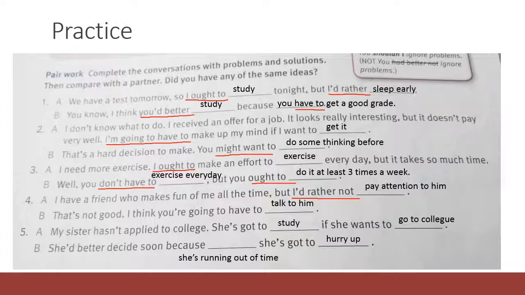That's not good. I think you're going to have to. You're going to have to. Here we're talking about necessity. My sister hasn't applied to college. She's got to study if she wants to go to college. She's got to. Here we're talking about necessity, or she has got to. She'd better decide soon. She'd better, advice. She had better. Because she's running out of time, she's got to hurry up. Again, necessity. She's got to hurry up. Okay, so please don't forget these structures.